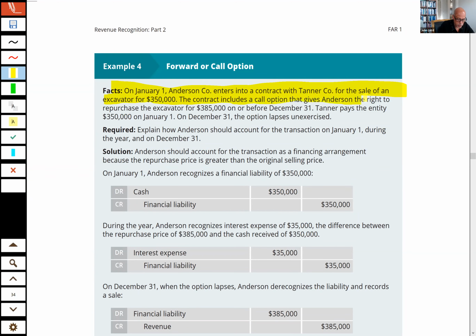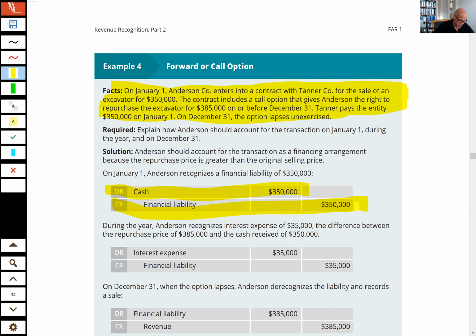The contract includes a call option that gives Anderson the right to repurchase the excavator for $385,000. We're in the financing agreement scenario, right? Tanner pays the entity $350,000 on January 1st, and on December 31st the option lapses unexercised. So what happens? They got the $350,000 cash, but because they have the option to repurchase, that's a financial liability, because there's a chance that they will be giving this cash back to the purchaser.